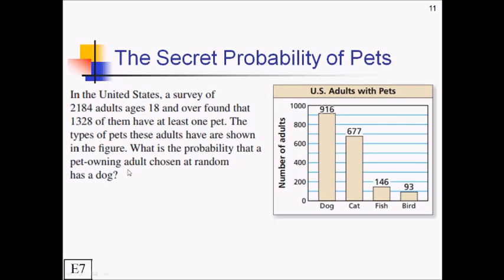So our probability then is going to be 916 over 1,328, just the way the problem's worded. And if you run that number on the calculator, it comes out to about 69.0%. Feel free to check my math. That's it for experimental probability.